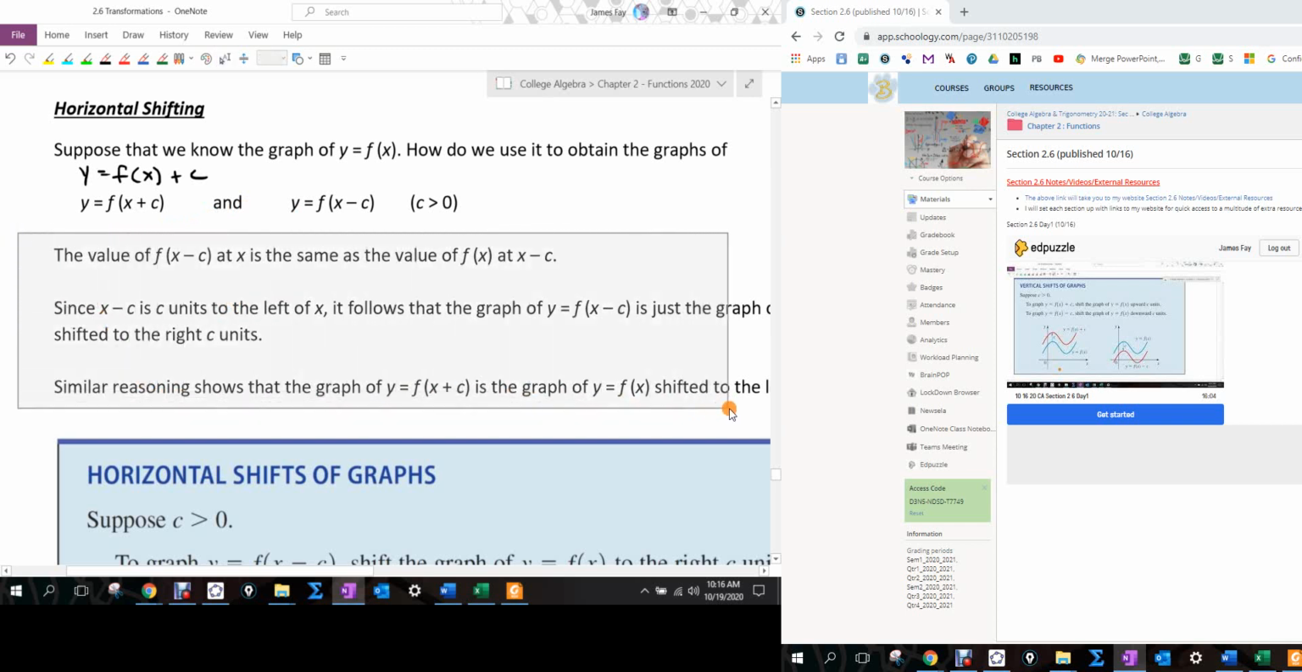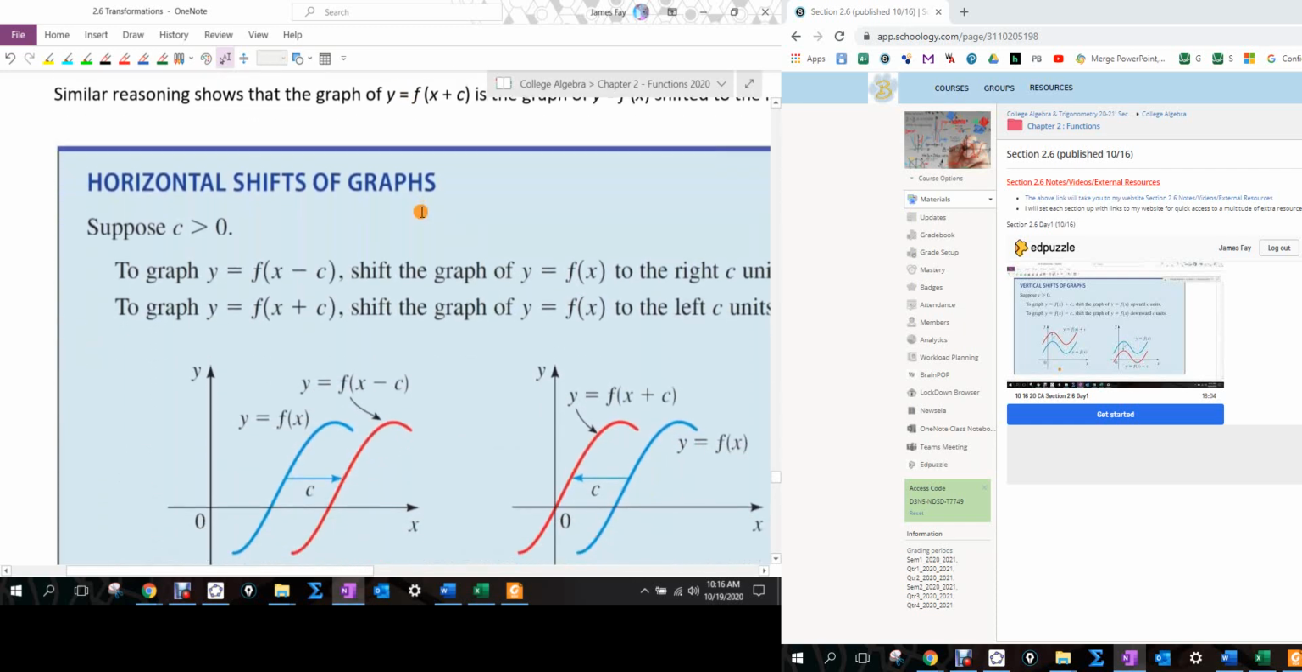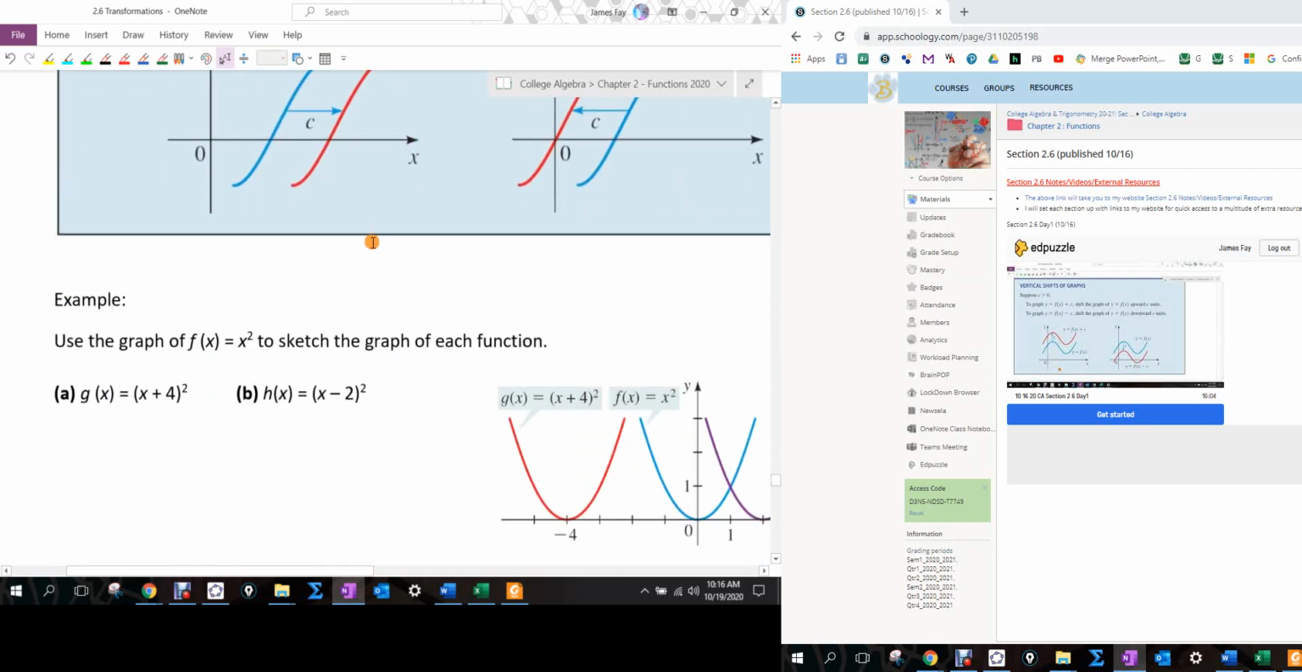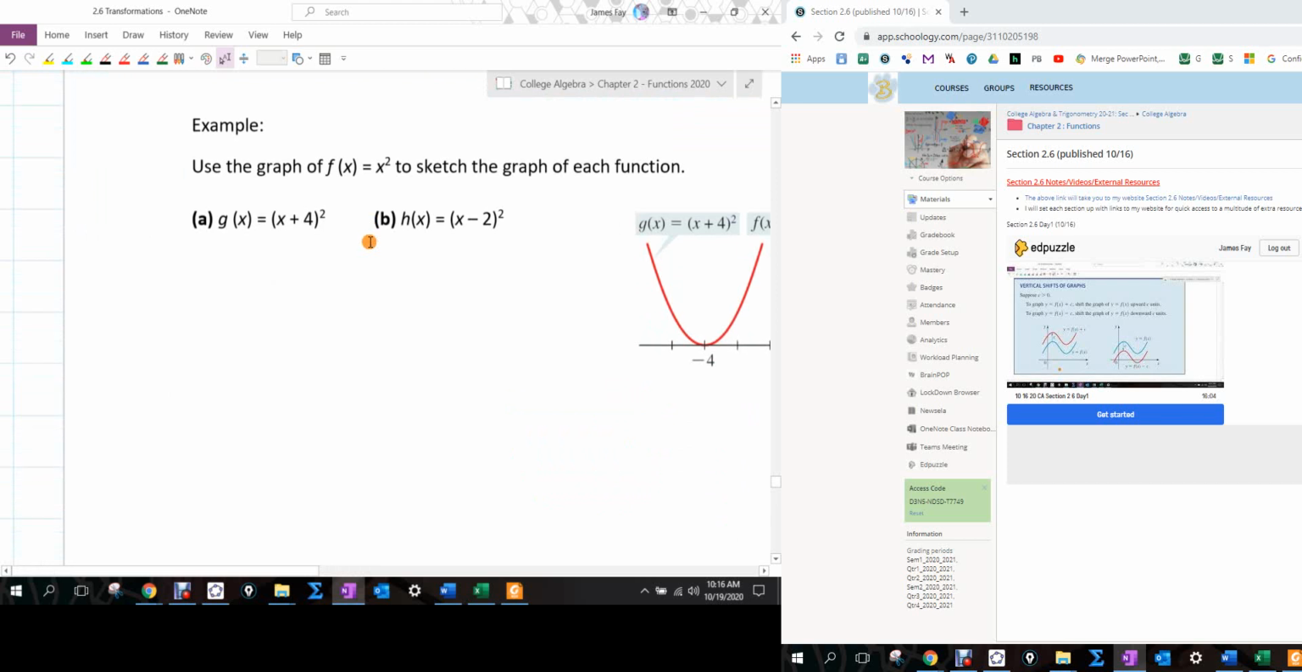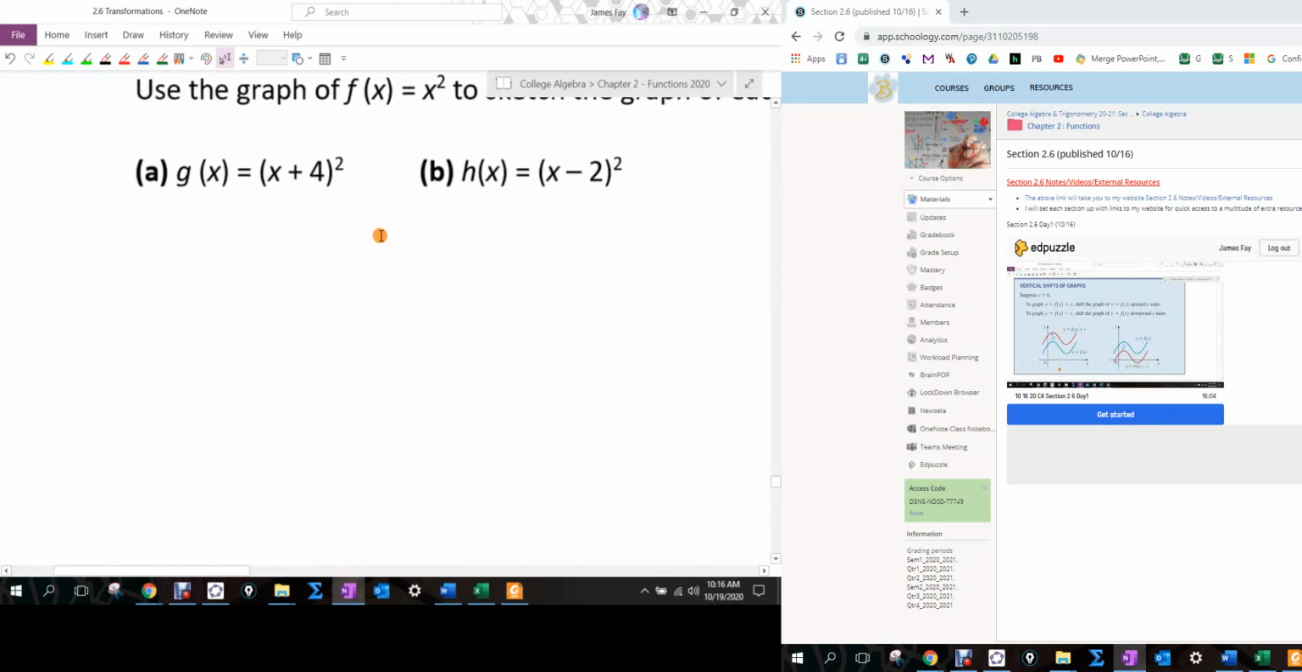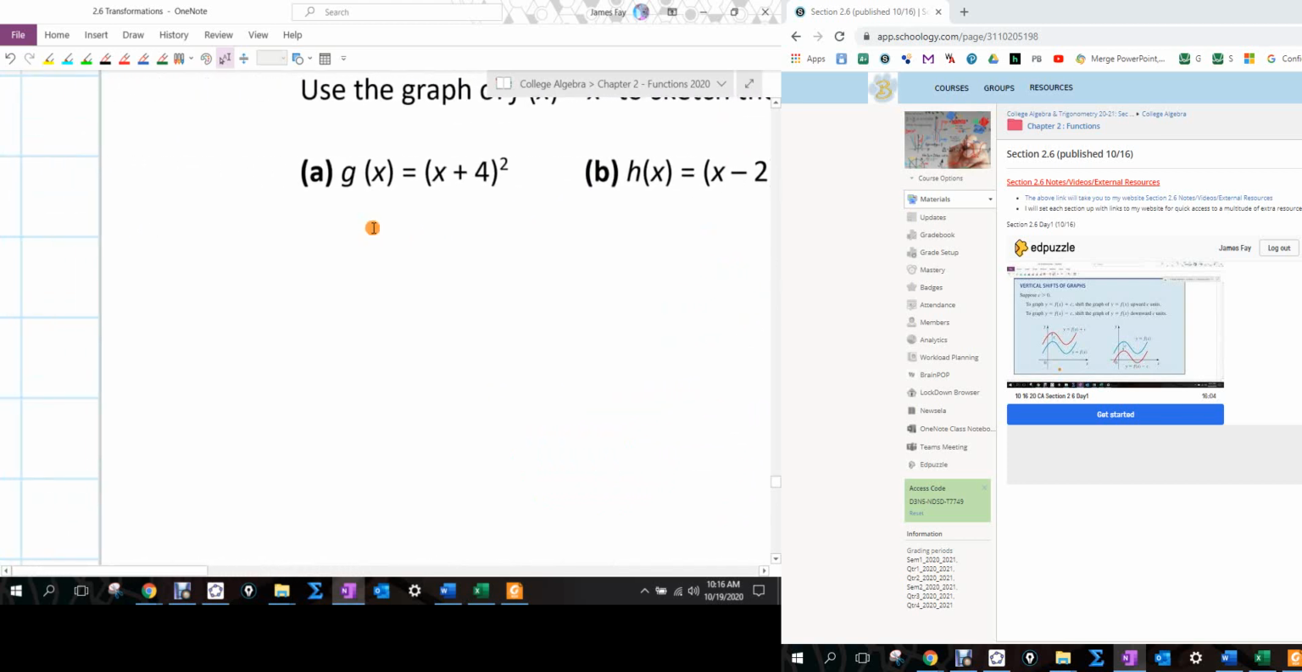This stuff here is just kind of explaining the reasoning on why if I add c, it's actually going to move it left, okay? And if I subtract c, it's actually going to move it right. And I think we'll see that with the example that I want to work with here, okay? All right, so down here on this example, I'm going to start with my parent function, f of x. I'm just going to call it x squared.